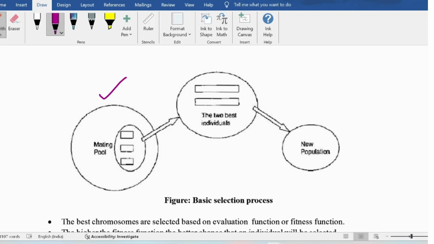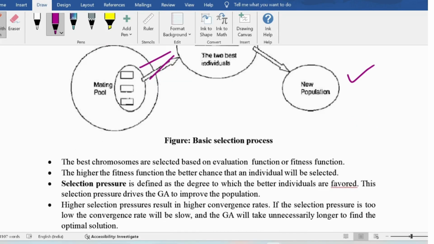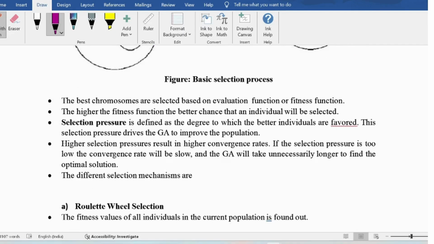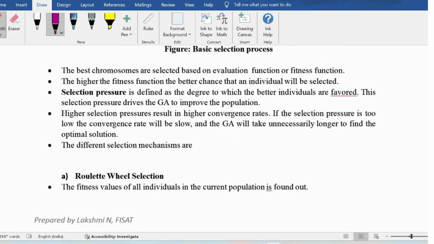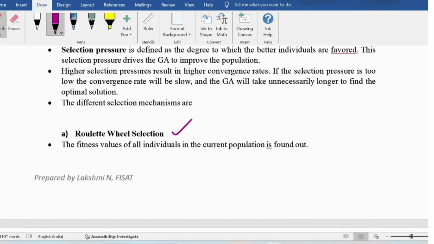This is the entire population that will have a larger number of solutions. From that we are going to choose 2 or 3 best individuals. So from that we will select the best 2 individuals, and then we will do crossover and get the new population. So we are going to study how to select the best 2 individuals. This is done by using a method called selection, and there are different methods to do selection. The first one is roulette wheel selection.